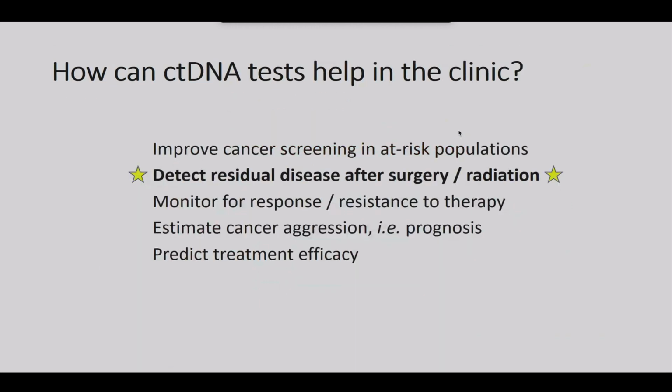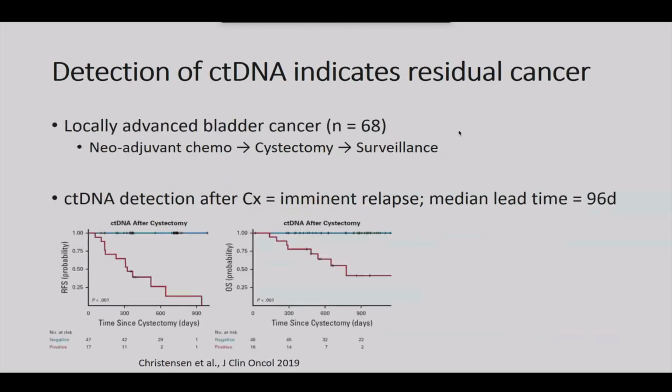So the first use I want to talk about, and this is particularly relevant for bladder cancer, is detecting residual disease. Here's a retrospective study. It was locally advanced bladder cancer given neoadjuvant chemotherapy, cystectomy, and then surveillance. In the study, with ctDNA detection after cystectomy, you can see here recurrence-free survival and overall survival. ctDNA detection, in red, really was indicating imminent relapse and obviously worse prognosis. The median lead time between detecting ctDNA and clinical relapse was more than 3 months. So, quite a big advance forward.